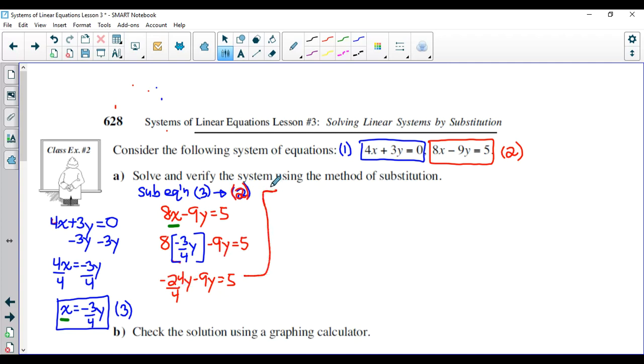So let's pull it up here. It would give you negative 6y minus 9y is equal to 5. We can combine like terms on the left-hand side, so this turns into negative 15y is equal to 5. Then to get y by itself, divide both sides of the equation by negative 15. The negative 15s cancel off, and what we get is a fraction: y is equal to 5 over negative 15.